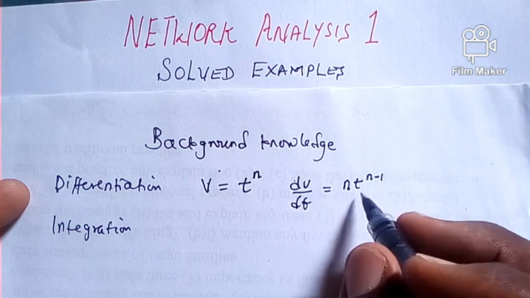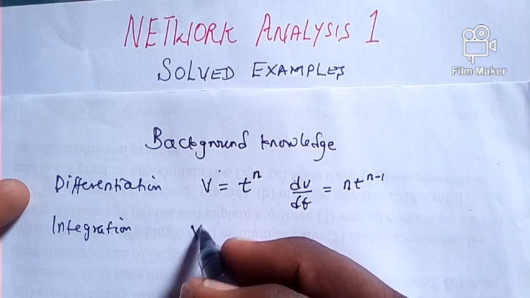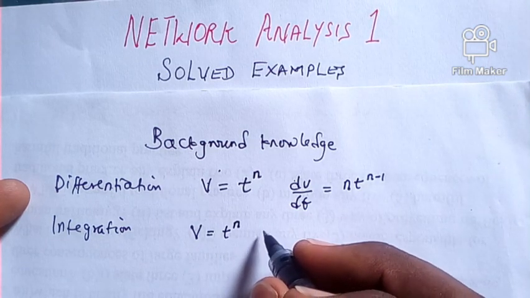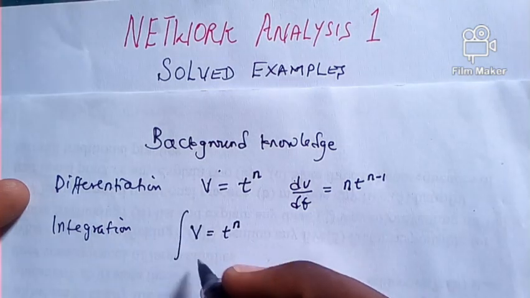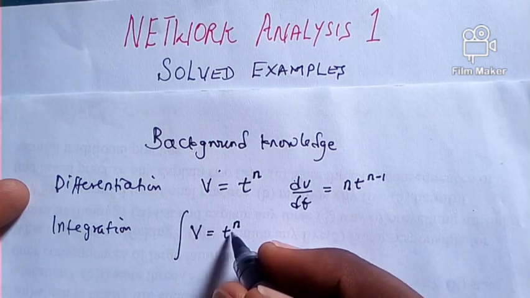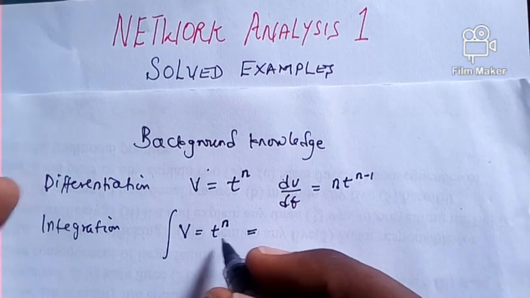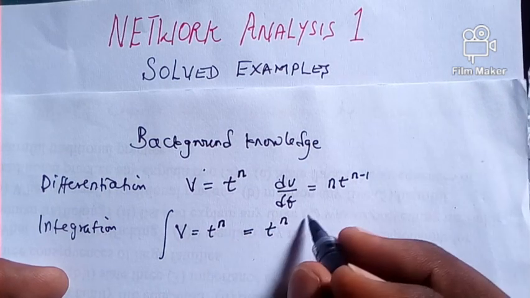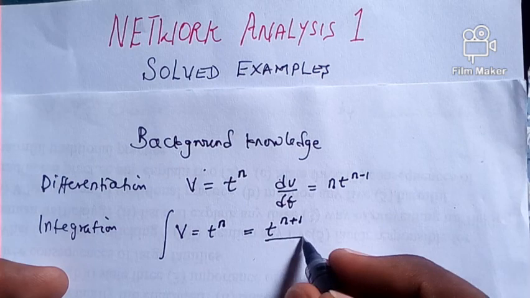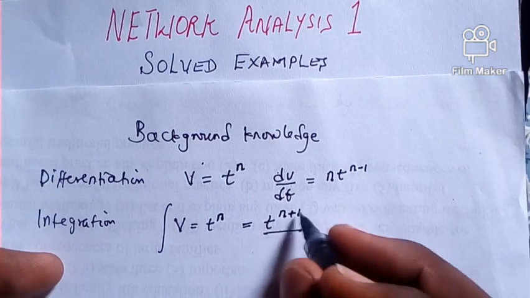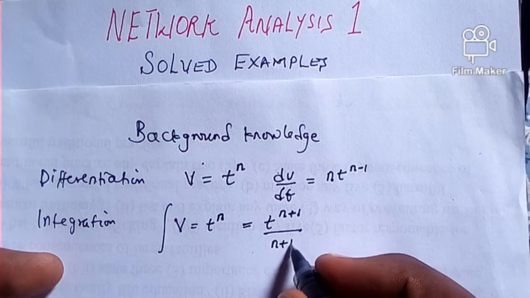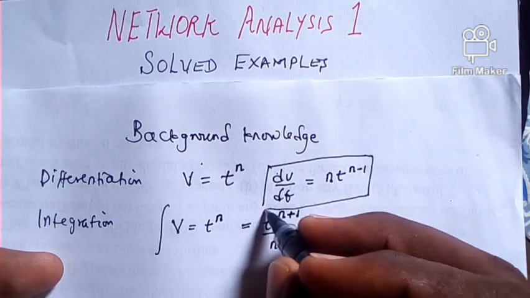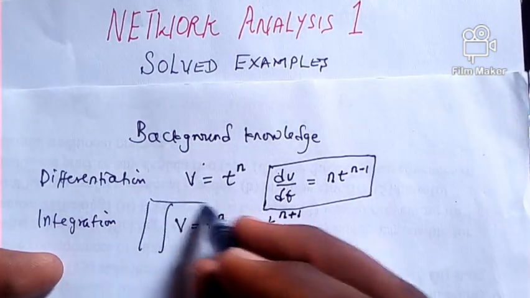Now, the same thing applies to integration. So if I have the same function, v equal to t to the power of n, and I want to integrate, the integration symbol goes like this, like an elongated S. The integral of v with respect to t is going to be t raised to the power of n. This time around, I'm going to add 1 to the power, and then divide all through by what I have as the new power, which is n plus 1. So this is just the basic definition of differentiation and that of integration.